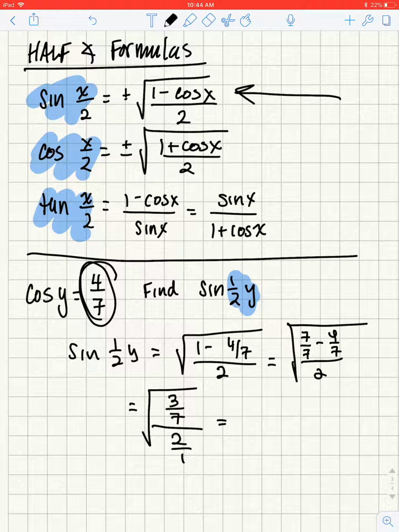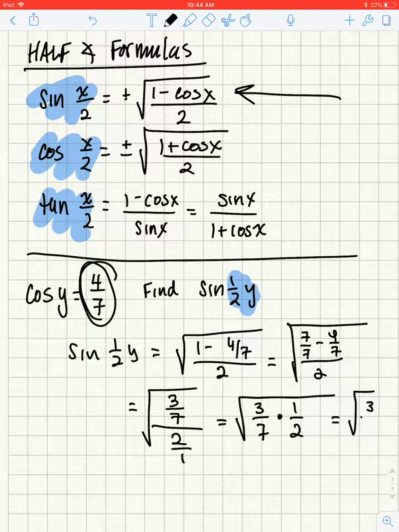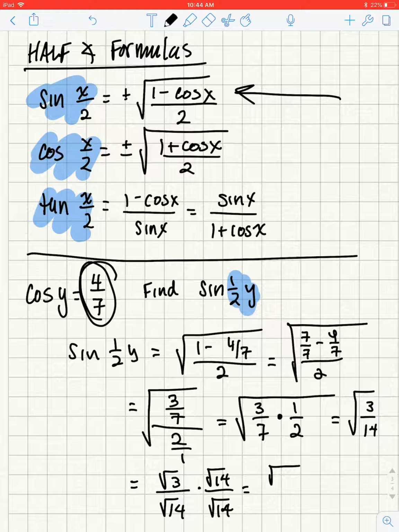Now what that means is, think of this as 2 over 1. So it's square root of 3 over 7 times 1/2. That's going to give us square root of 3 over 14, but we want to rationalize the denominator. So remember, when you're doing that, you're multiplying top and bottom by the square root of the denominator. So square root of 14 to the top and bottom, you get square root of 42 over 14, and then make sure you leave your answer that way.